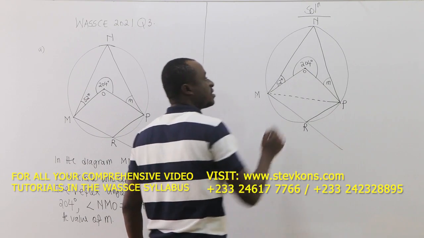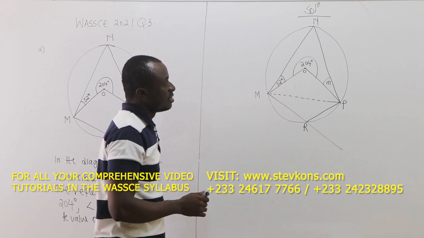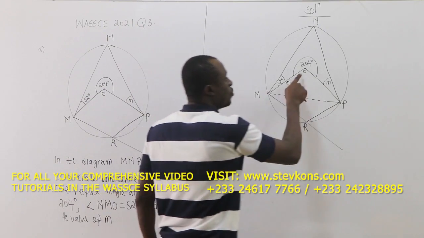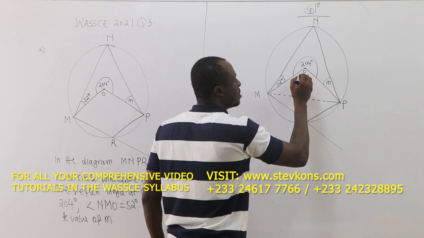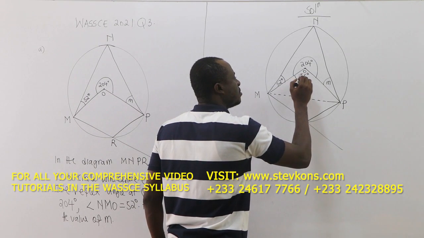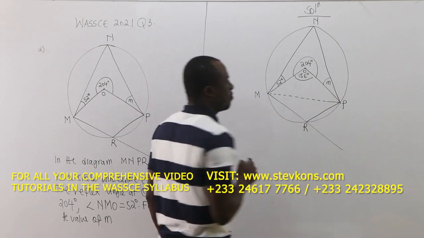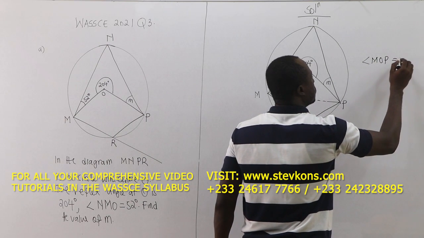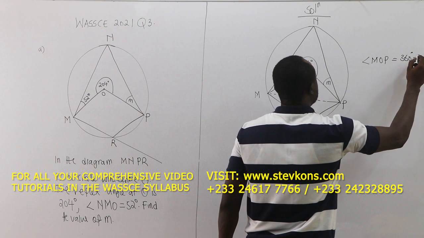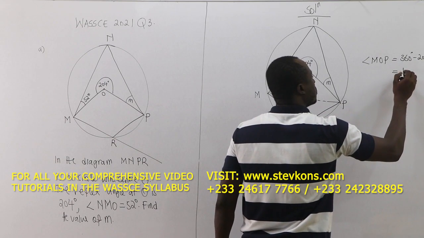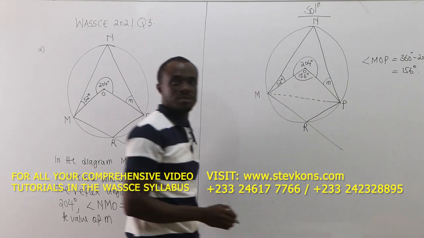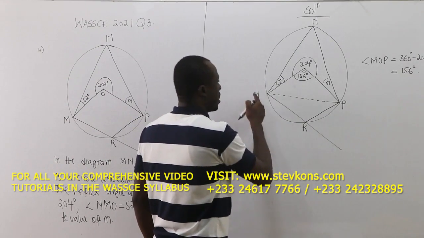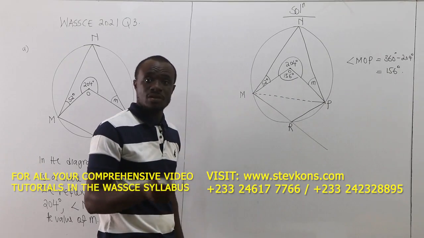Okay, now there's a reflex angle. We know that the whole angle is 360 degrees. Hence, what do you think will be the angle at the center? So here will be 360 minus 204, and this is just 156 degrees. That is MOP. So angle MOP is equal to 360 degrees minus 204, and this is just 156 degrees.